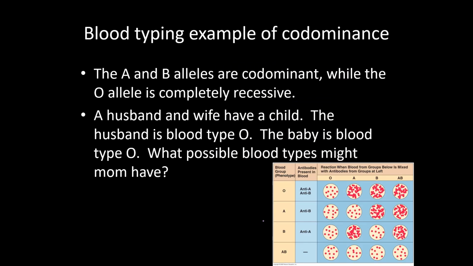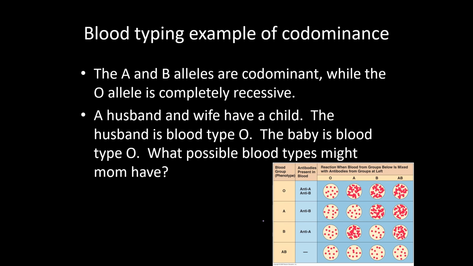Now, a good example of codominance in people is blood typing. If you don't know the 4 major blood types, you have type A, type B, type AB, and type O. This one is also complicated by the fact that there's 3 alleles, not just 2. Your 3 allele options are A, B, and O. Here's the issue. Both A and B are codominant to each other. Type O is recessive to both of the other 2 alleles.